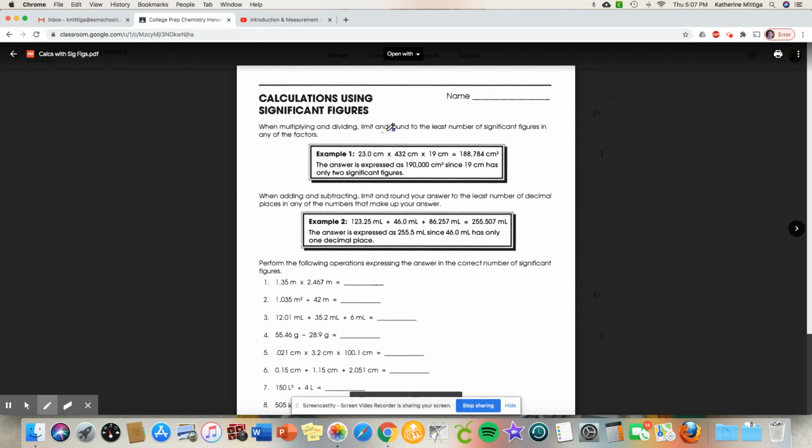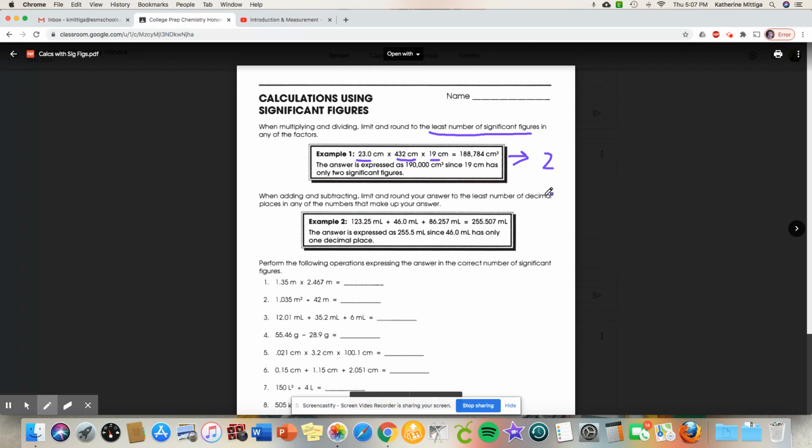When multiplying and dividing, limit and round to the least number of sig figs. So for example, this has 3, 3, 2. You would round this final answer to the 2 sig figs.